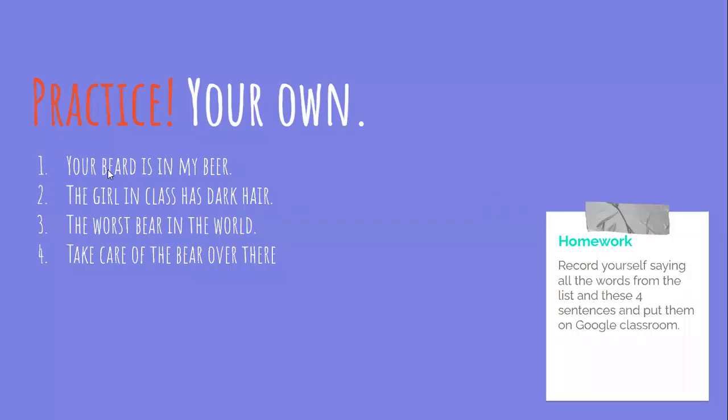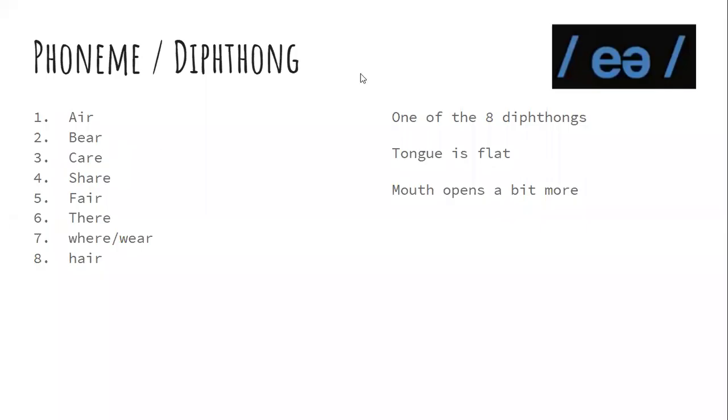Ok, este es el último, de hecho. Sorry. And finally, we have air. Air. Air. Se abre un poco más la boca y la lengua es plana otra vez. So we have air, air, air. En ninguna se pronuncia la R, claro.